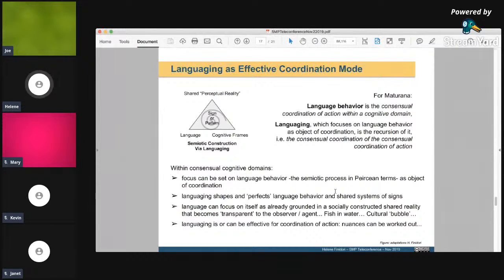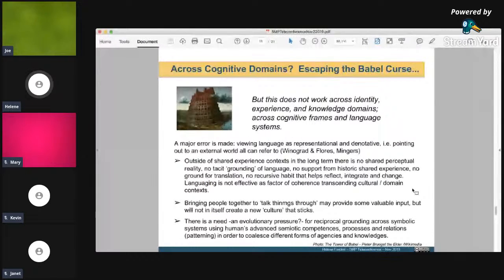In an industry, there are also some points that can connect, but sometimes there aren't any domains of historically shared ways of doing things. And so using language does not necessarily work. This does not work across identity, experience, and knowledge domains systematically. It does not work systematically across different cognitive frames and language systems.